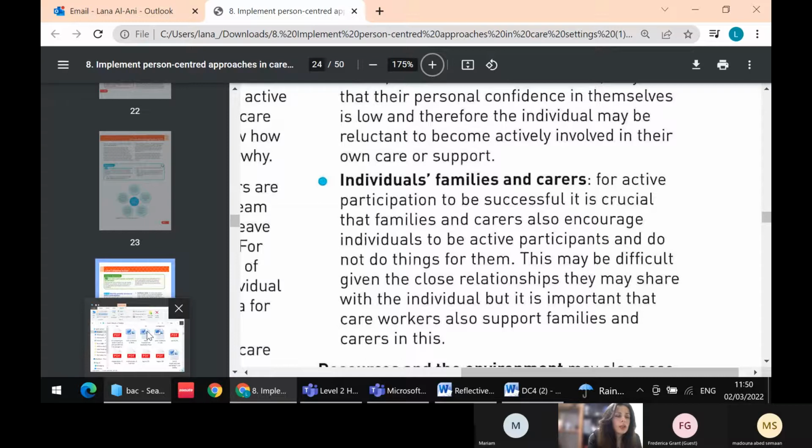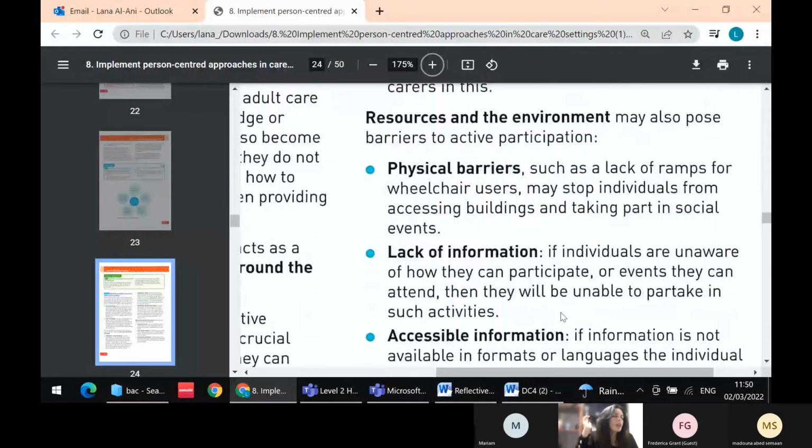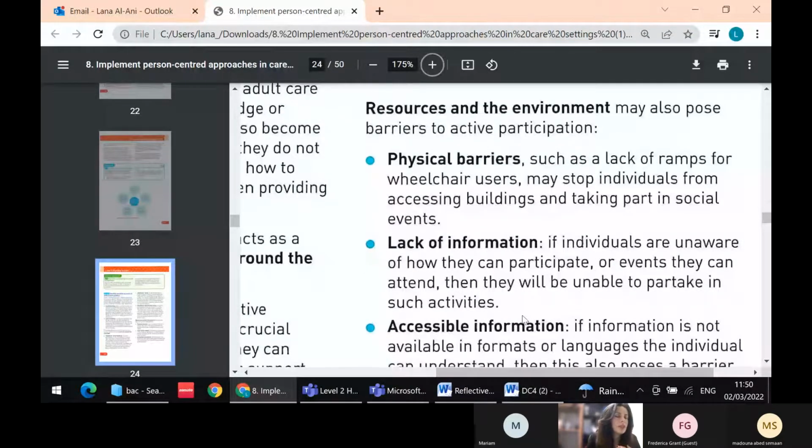So let us go back to where it says, also, we have barriers from the environment itself. So we have barriers for you as a carer, barriers for the people themselves who receive the care, and also for the environment, like physical barriers, such as a lack of ramps, for example, wheelchair access for the individual, or access to the building. So for these people, it would be very hard to take part in this event or join a specific nursing home. Also, another barrier is lack of information.